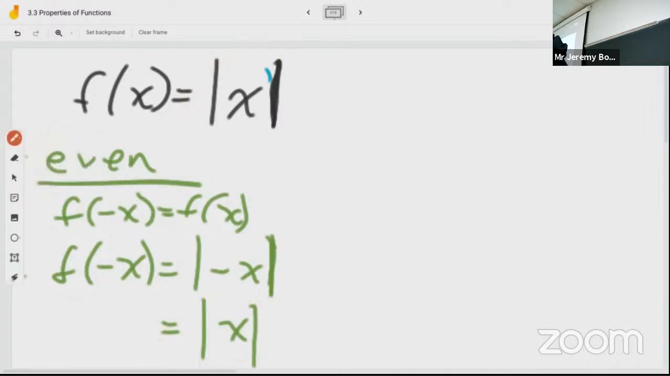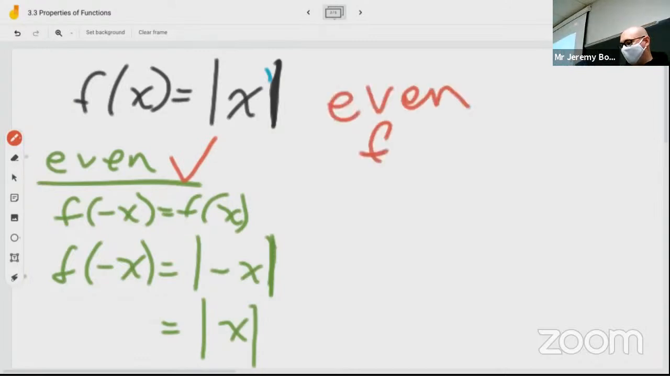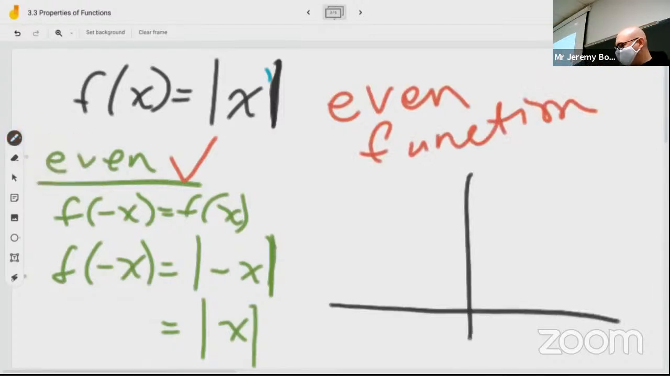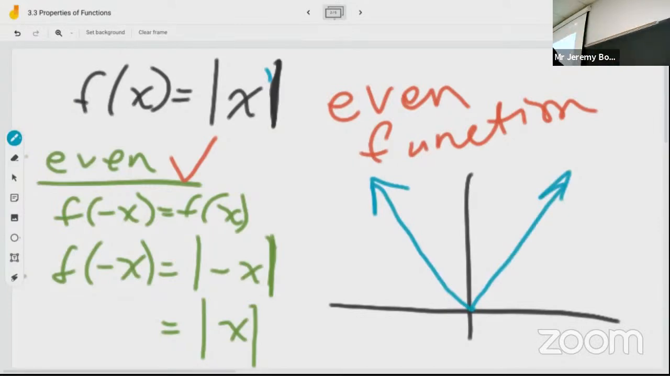So even though this was x to the 1, it's the absolute value function. This one is an even function. And I feel like we talked about the absolute value function at some point, maybe. I mean, I've been in another class. It looks basically like this. And so you can see that it is, in fact, even. Symmetric with respect to the y-axis.